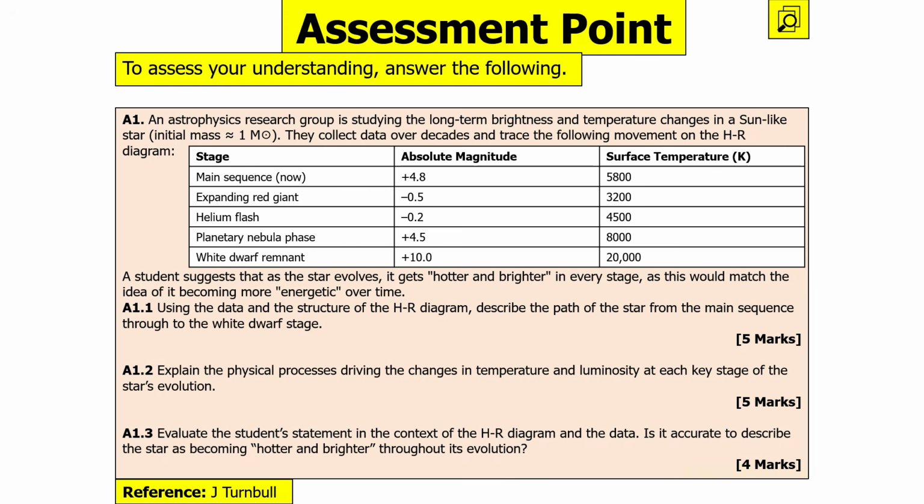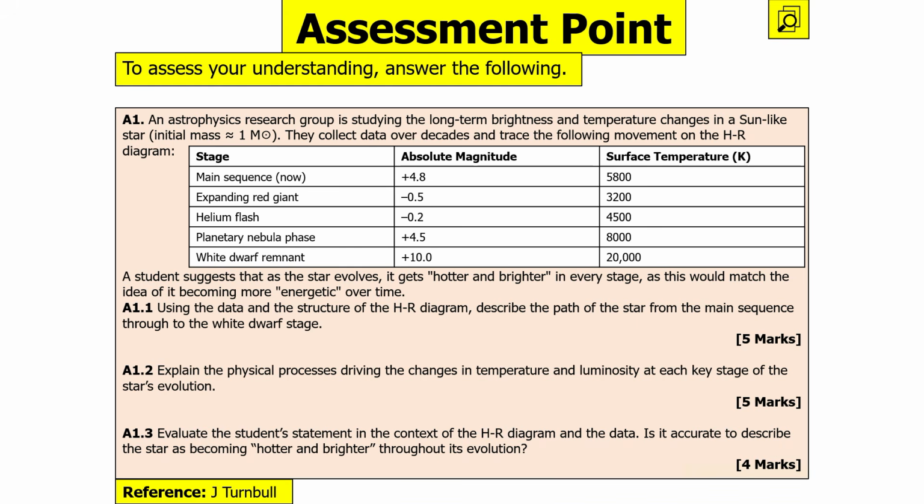An astrophysics research group is studying the long-term brightness and temperature changes in a sun-like star. They collect data over decades and trace the movement on a HR diagram. The students suggest that as the star evolves, it gets hotter and brighter in every stage, as this will match the idea of becoming more energetic over time.